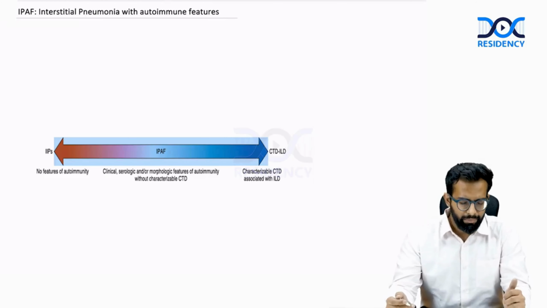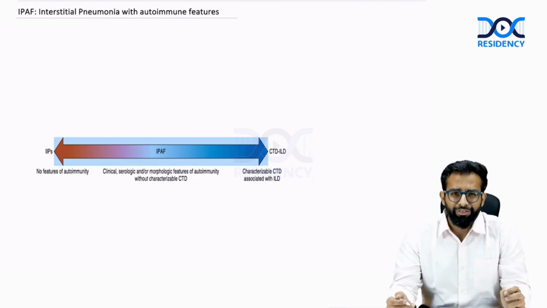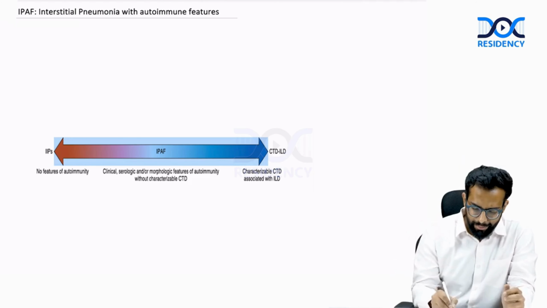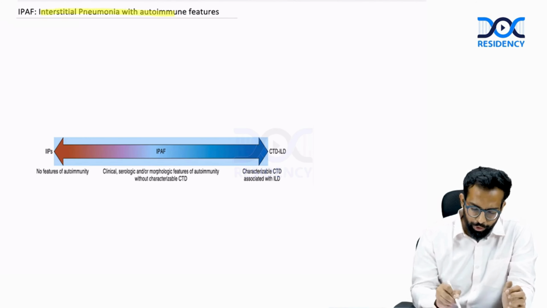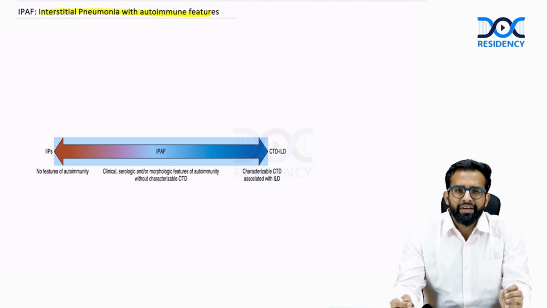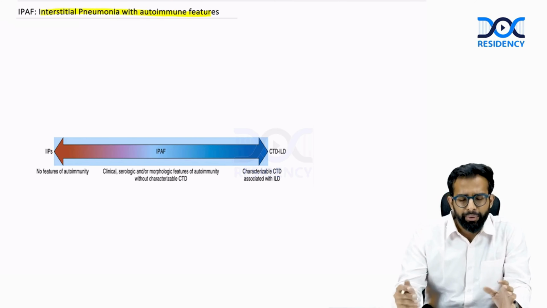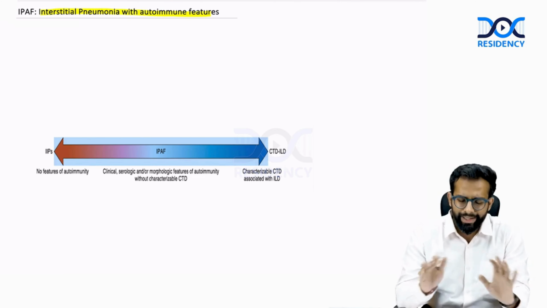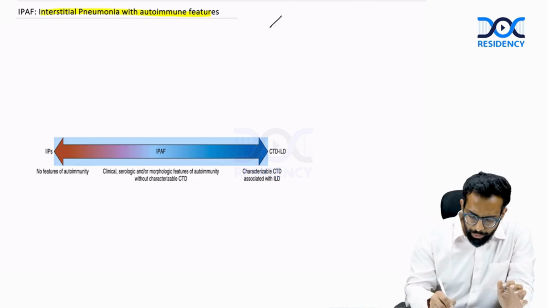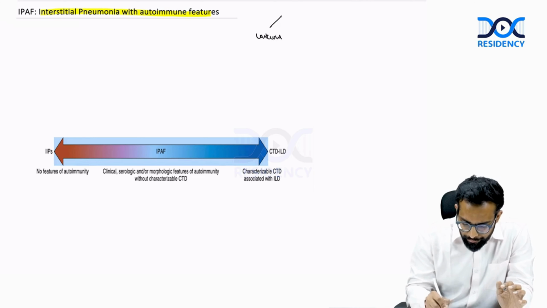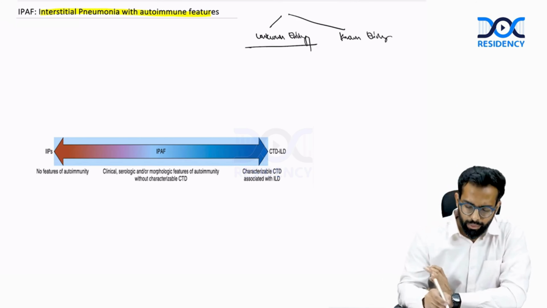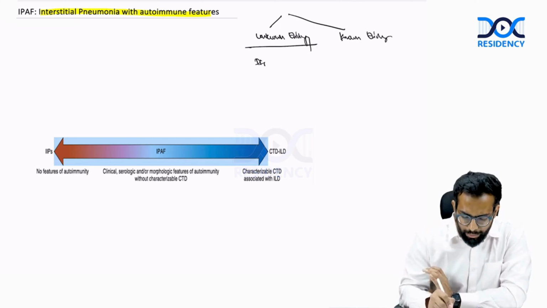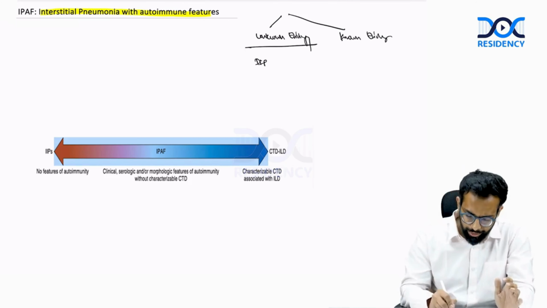So in this lecture, we will be discussing a category of interstitial lung diseases that is labeled as IPAF, which stands for interstitial pneumonia with autoimmune features. When we were reading about the classification of ILD, I told you that ILD could be divided into two broad categories: unknown etiology and known etiology. So the ILDs with unknown etiology were known as IIPs, that was Idiopathic Interstitial Pneumonia.